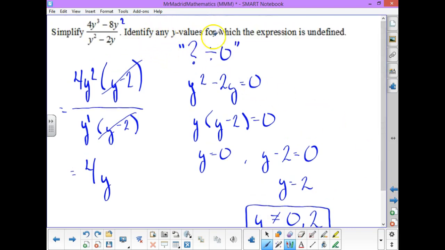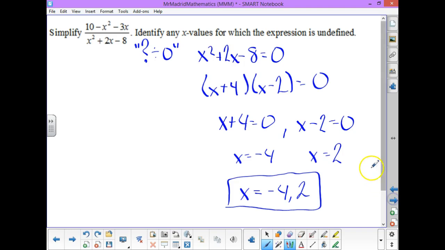Okay? Very similar to what this one is. X cannot equal these values. And now we simply simplify. Now as I look at this problem, I do notice that this one's not in the traditional order, with this one leading. So let's go and do that.